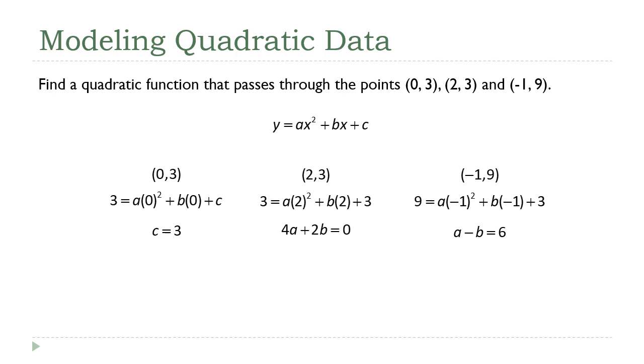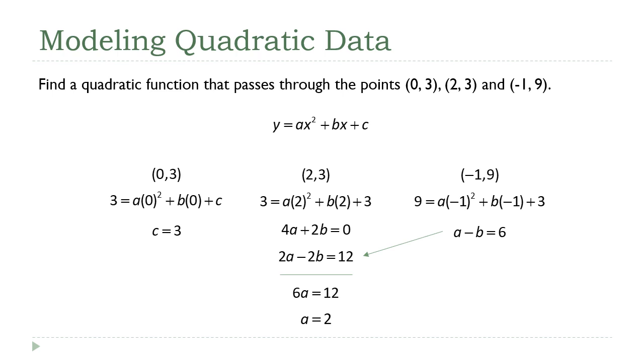So what I'm going to do here is take that third equation, a minus b equals 6. I'm going to multiply it by 2, and I'm going to add it to this equation. The 2 b's are going to cancel. 4a plus 2a is 6a. Of course, 0 plus 12 is 12. We divide both sides by 6, and we get our a value. a is equal to 2.